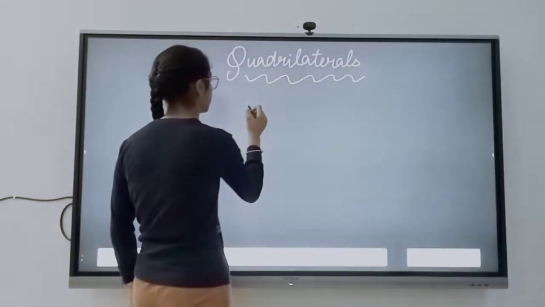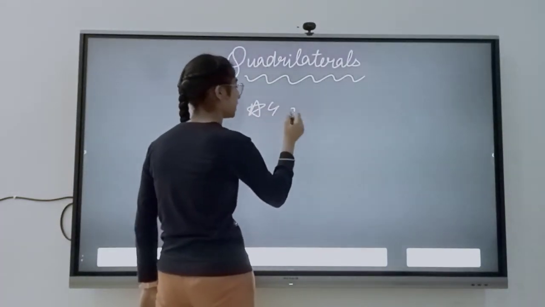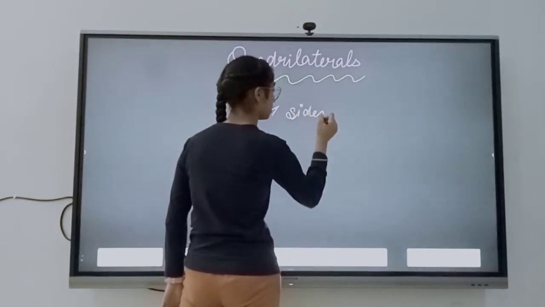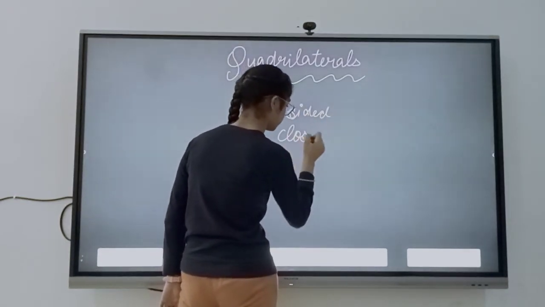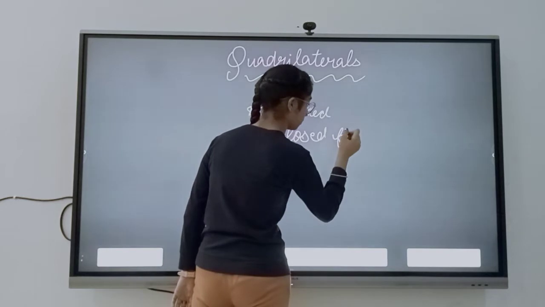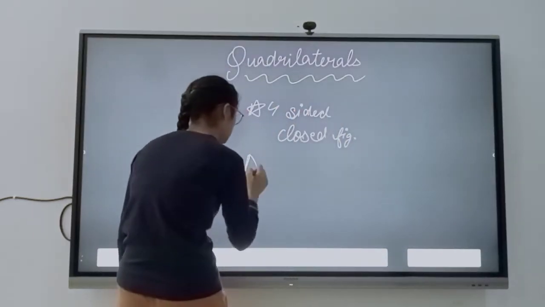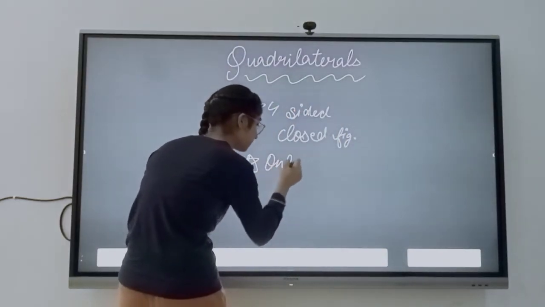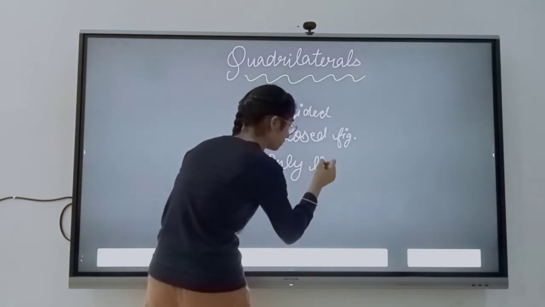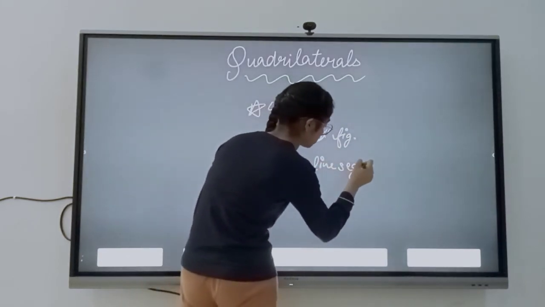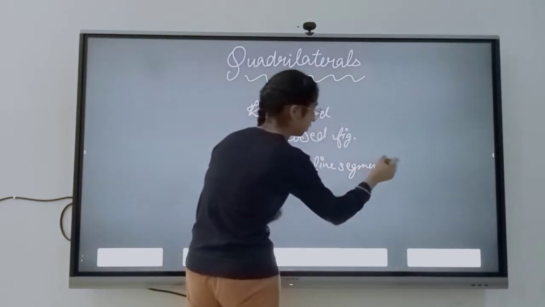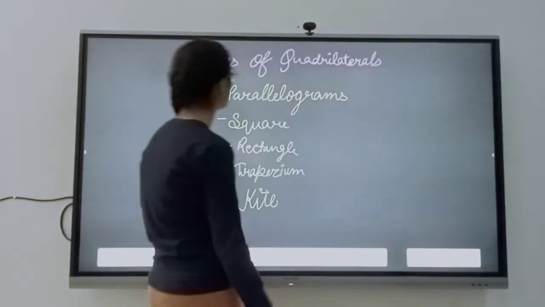So what are quadrilaterals? A quadrilateral is a four-sided closed figure. It is made up using only line segments. There are many types of quadrilaterals.